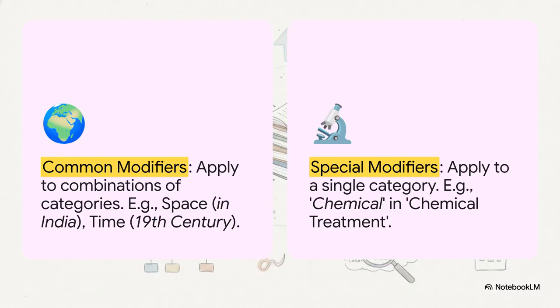But wait, what if we need more detail? That's where modifiers come in. And you've got 2 flavors. On the left, you've got common modifiers. These apply to the whole subject, like a place in India or a time, 19th century. On the right, special modifiers are laser-focused. They apply to just one part, like specifying chemical treatment or saying something is done using computers.